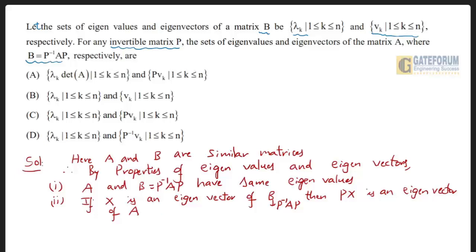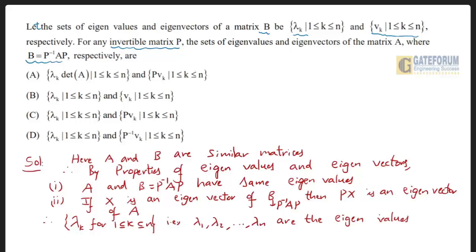So therefore, from these 2 points, we can conclude lambda k for 1 less than or equal to k less than or equal to n, that is lambda 1, lambda 2, so on, lambda n, the set, are the eigenvalues of matrix A.